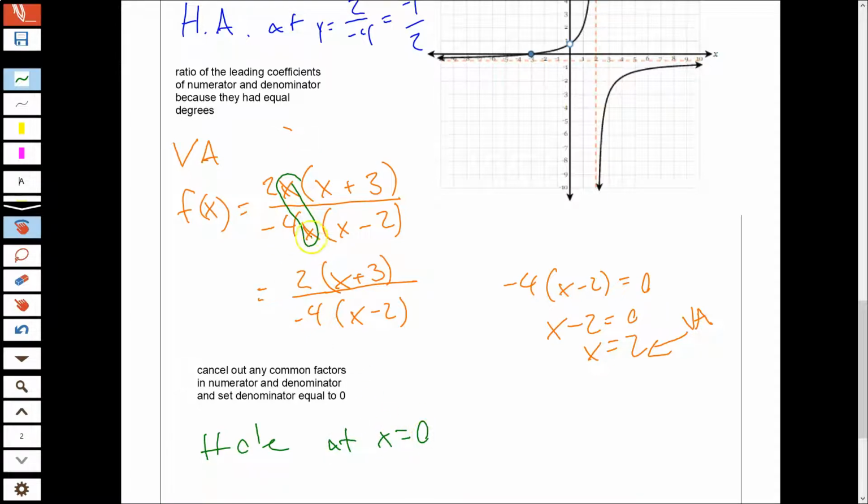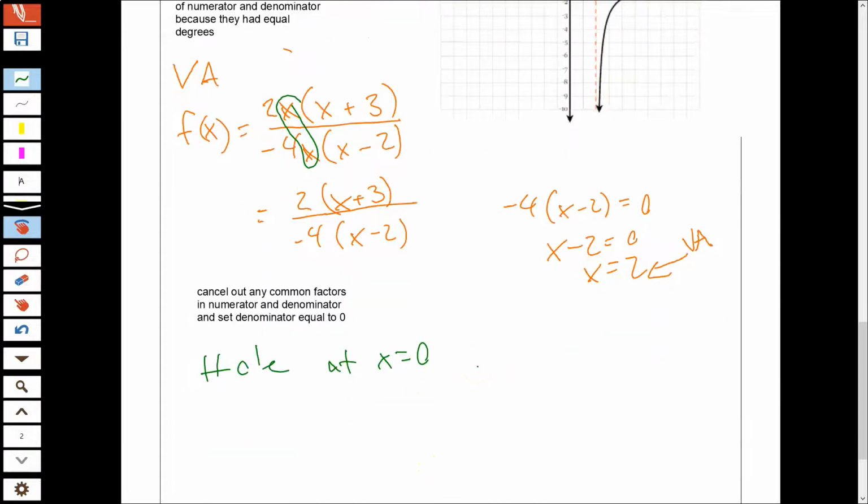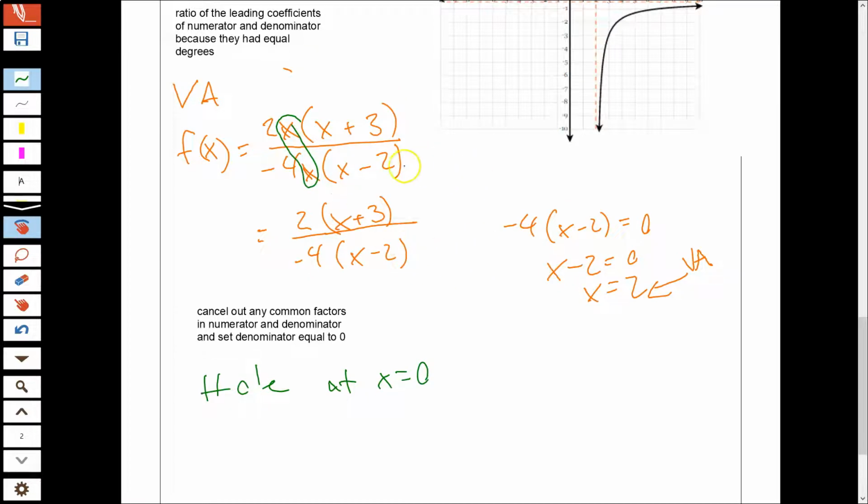And notice I get that x equals 0 because that was my factor. If I had had, like, an x plus 3 that canceled out, for example, I'd set that equal to 0 and my hole would then be a number. But here I just get x equals 0. And then I need to plug that into my function to get the y value of the hole, because remember, my holes come with coordinates, right?